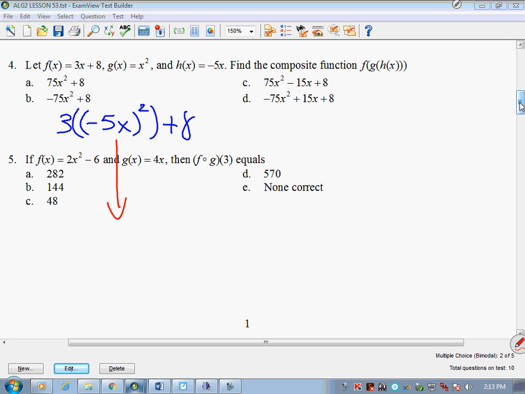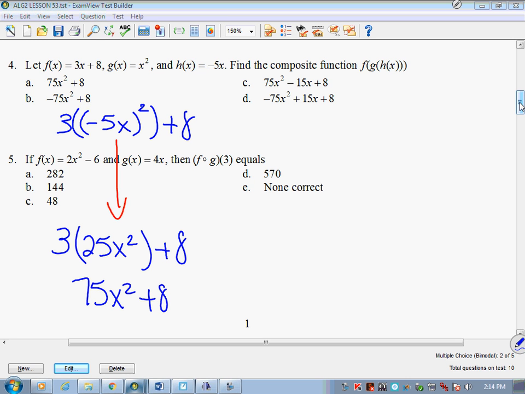What is negative 5x squared? Well, what's negative 5 squared? 25. Because negative 5 times negative 5 is 25, so we've got 25 what? X squared, very good. Plus 8. All right, now what do we need to do? Distribute. Okay, what's 3 times 25x squared? 75x squared plus 8. Can I combine any of those terms? No, so I'm left with A as an answer, 75x squared plus 8. Okay?